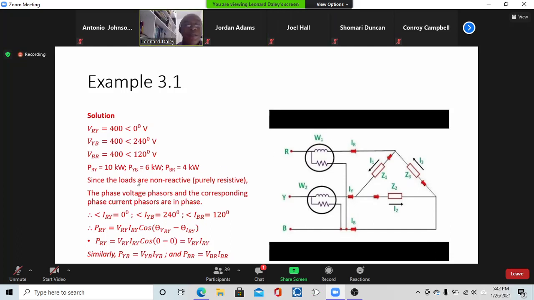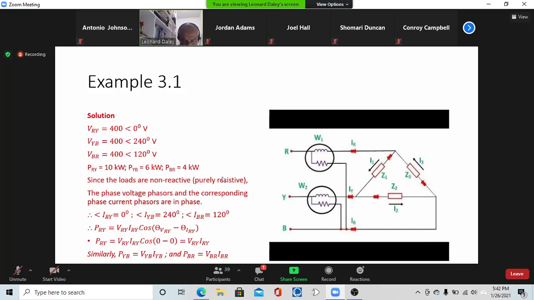Now, they tell us that the loads are non-reactive. So the question states them as non-reactive loads. Now, we know that non-reactive means that there's no inductance or capacitance in the load, which means then that it is purely resistive. A purely resistive load.